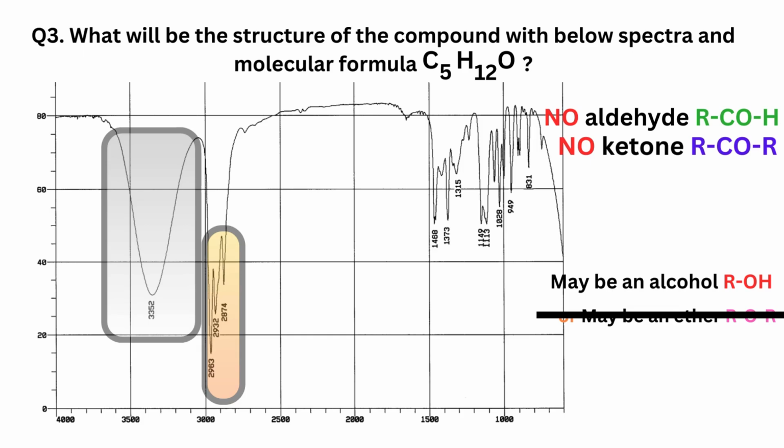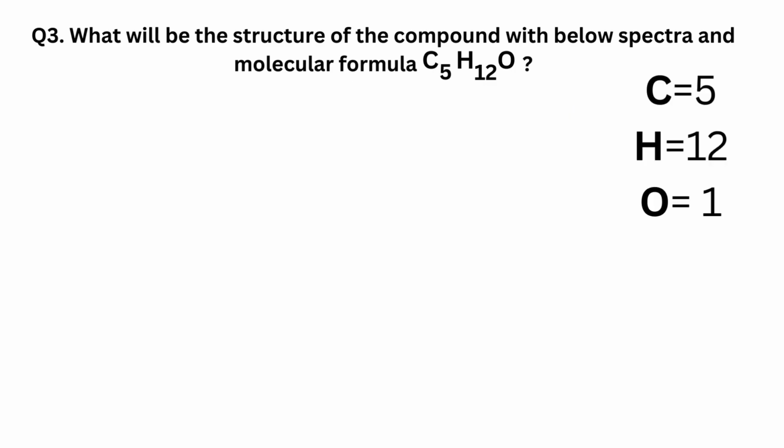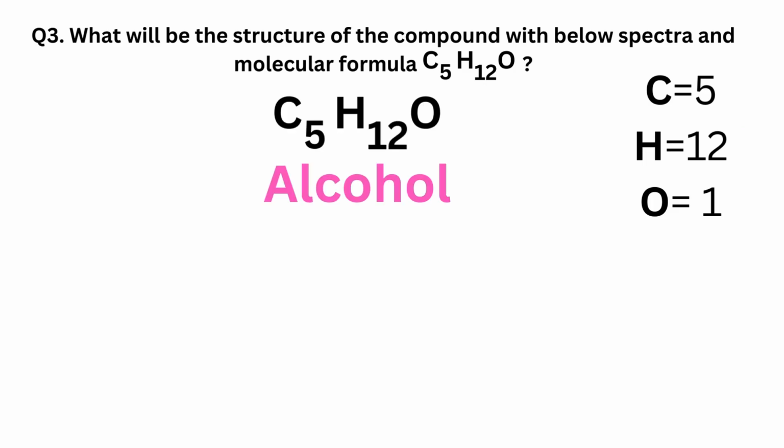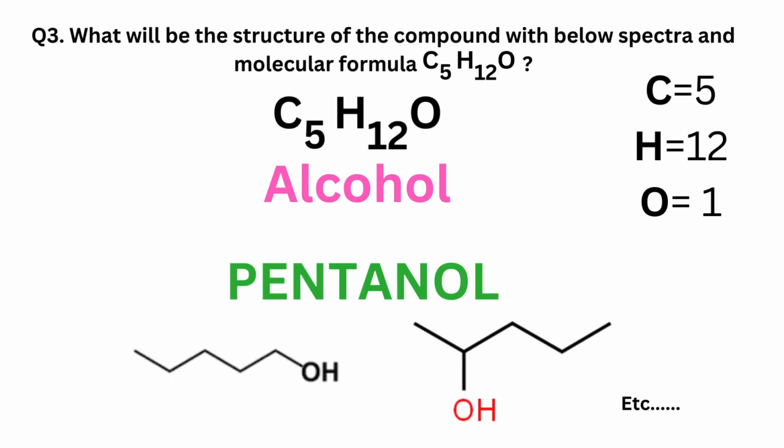Now let us write down the structure of the compound from this information. Molecular formula is C5H12O, and it is an alcohol, so an alcohol with 5 carbons will be pentanol, so pentanol is the answer.